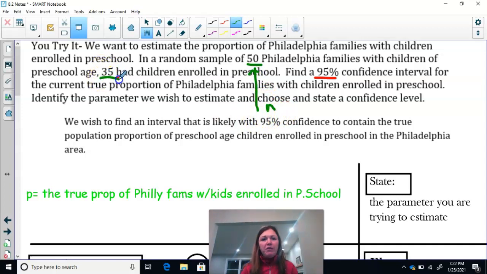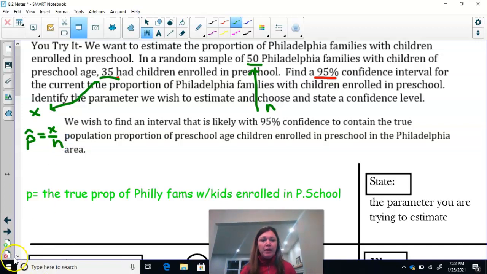Right here, 35. This is our part of the sample. We're going to call the part x. Then we're going to call p hat x over n. We're going to go back to the state, plan, do, conclude model that we've been using.